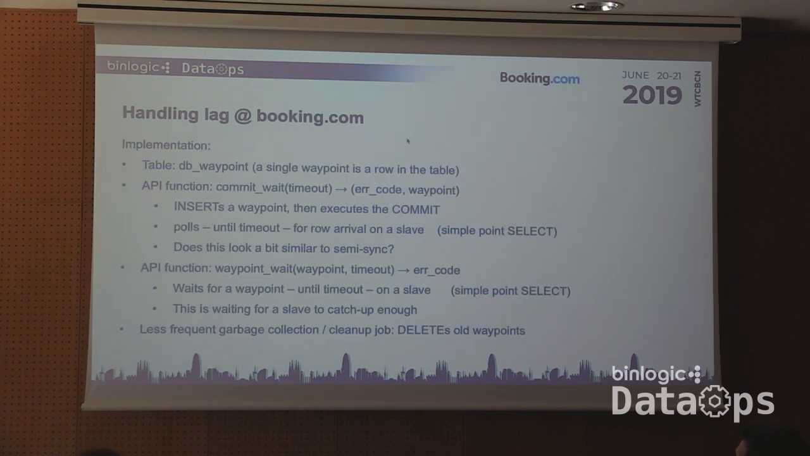In terms of implementation, we have a small table we call DB Waypoints. We basically write a row of data in there, and that gets committed, and then basically we go and read on the slave, looking for that particular row. That's a nice simple point select to read to see if it's there. If it's not there, you wait a short period of time and try again. Eventually the row will be there, and then you can go and do the other selects you want to do because you know your database is up to date, and that works fine.